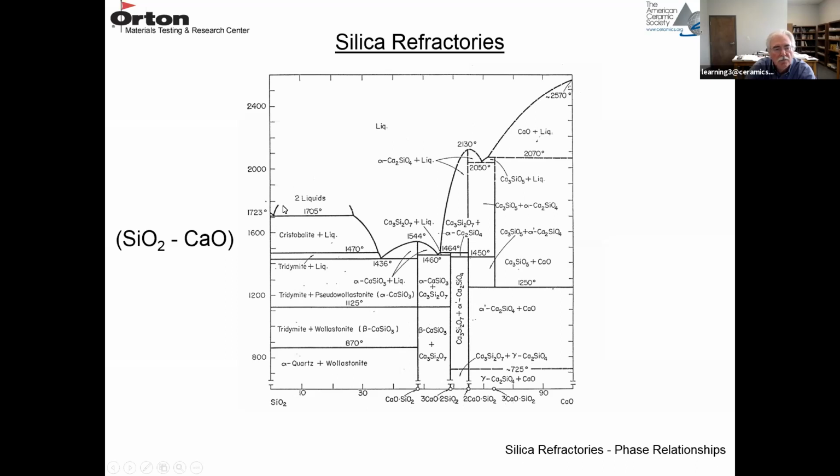And this is a two-phase liquid field, two immiscible liquids. So you form your first liquid at 1436 with tridymite in liquid. At 1470, you then have cristobalite in liquid. And then finally at 1705, you have complete liquid. So you can use phase diagrams to see what's happening when you make an addition of lime, you can see exactly what's going to happen. Obviously, if you add a lot of lime, you start running into all these other compounds and low melting eutectics and so on.